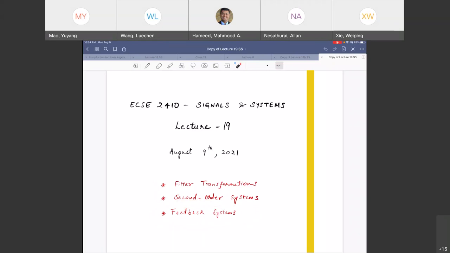And then we'll look at second-order systems, meaning the order of the polynomial in the denominator of the transfer function is 2. We'll take a look at how those systems respond in the time domain.